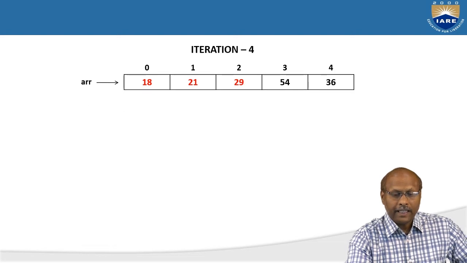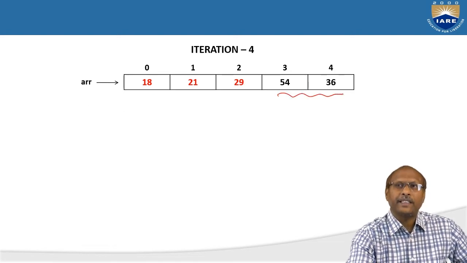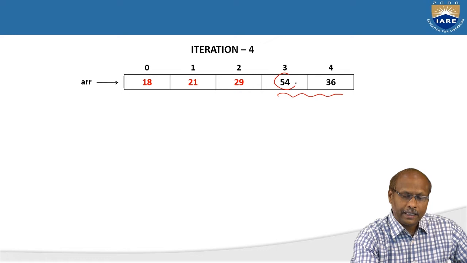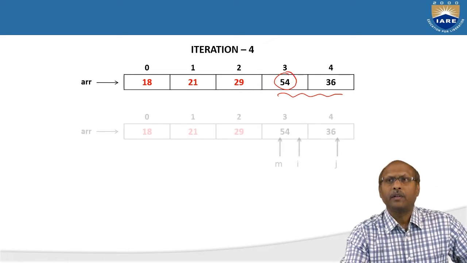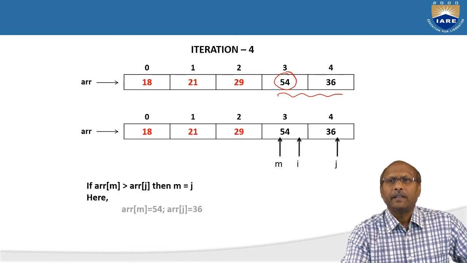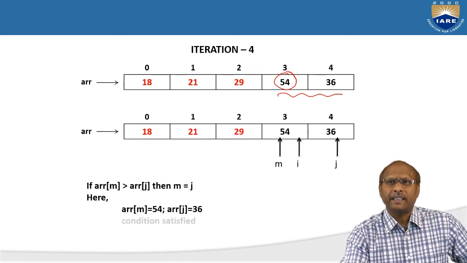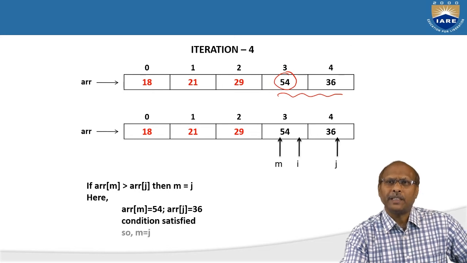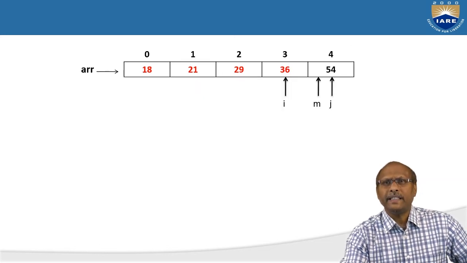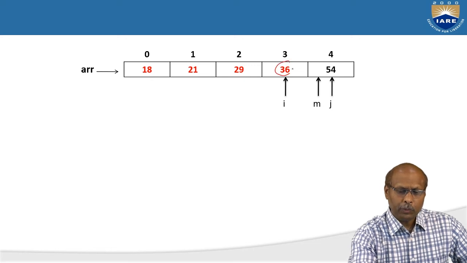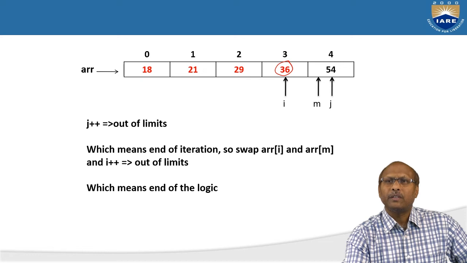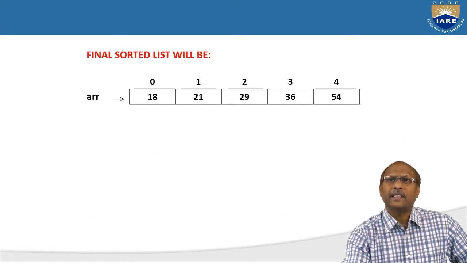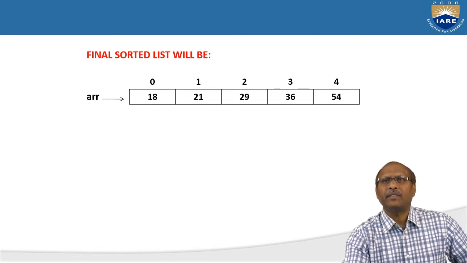Now in the next iteration, these 54 and 36. So that means at the end of this iteration, this element will be swapped. Now compare with this. 54 is greater than 36. Yes, condition satisfies. Try to remember the position and interchange. After interchanging, my 36 has come to this position. So now there is a single element. Now here no more swapping required. So finally the sorted element will be like this. Okay, 18, 21, 29, 36 and 54.